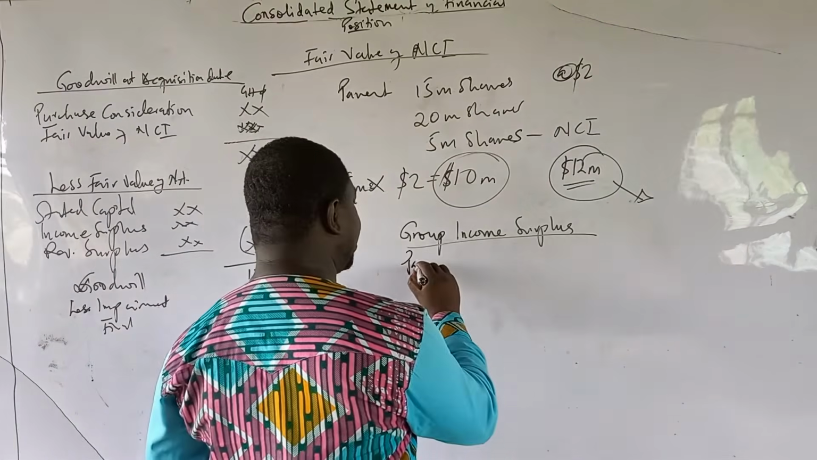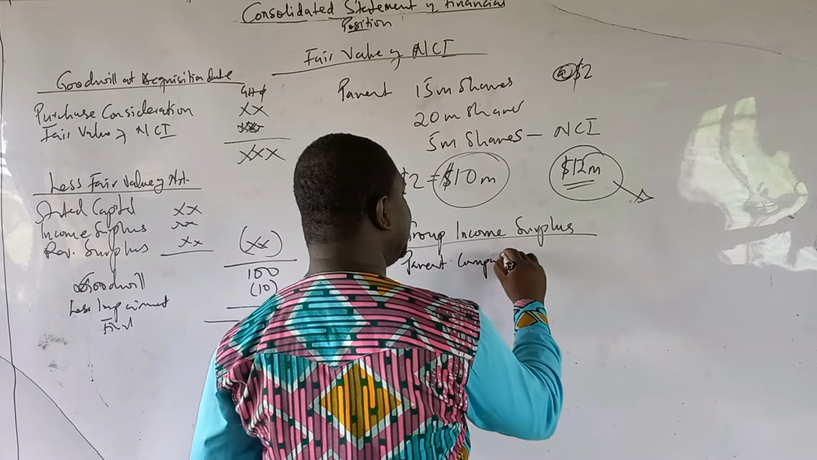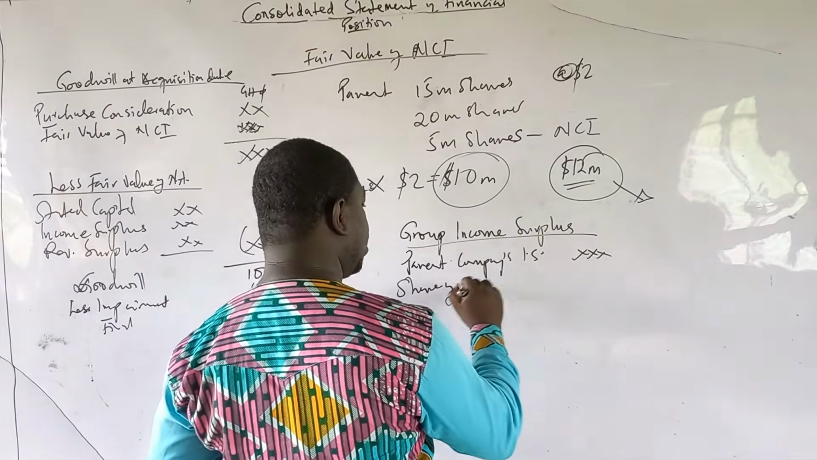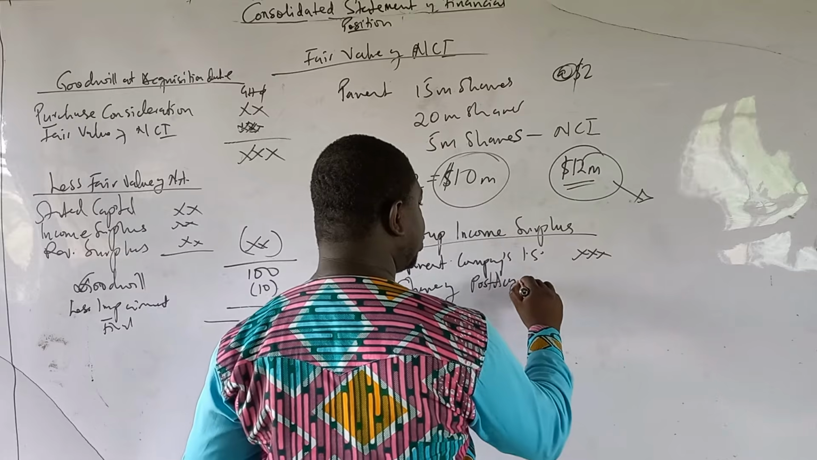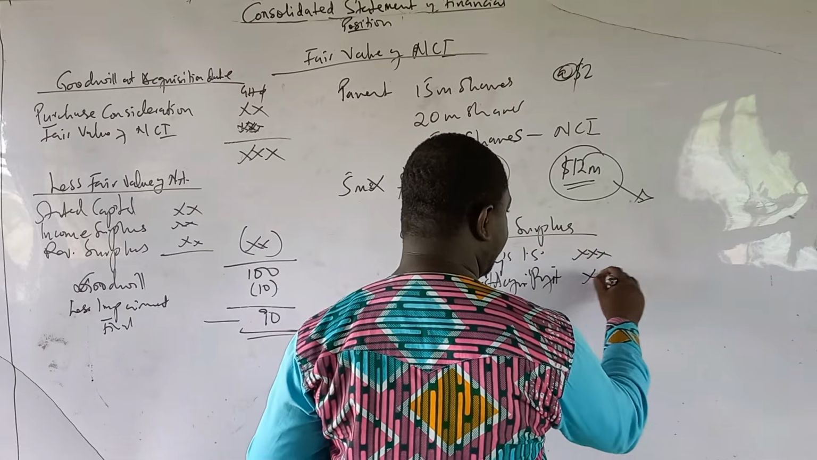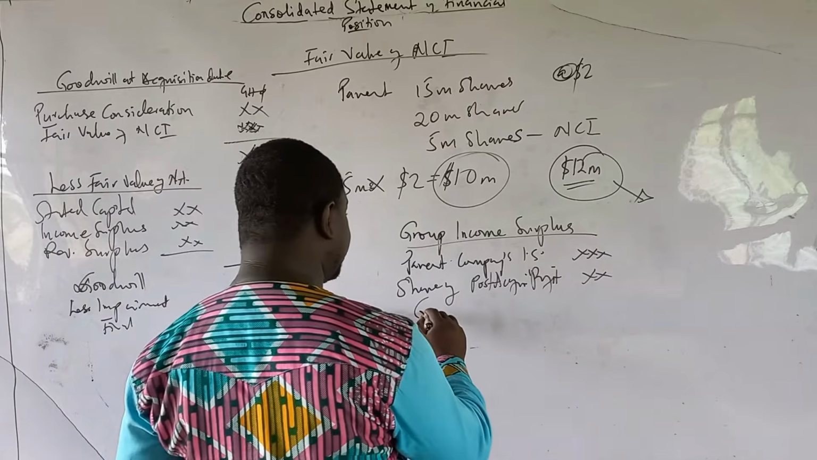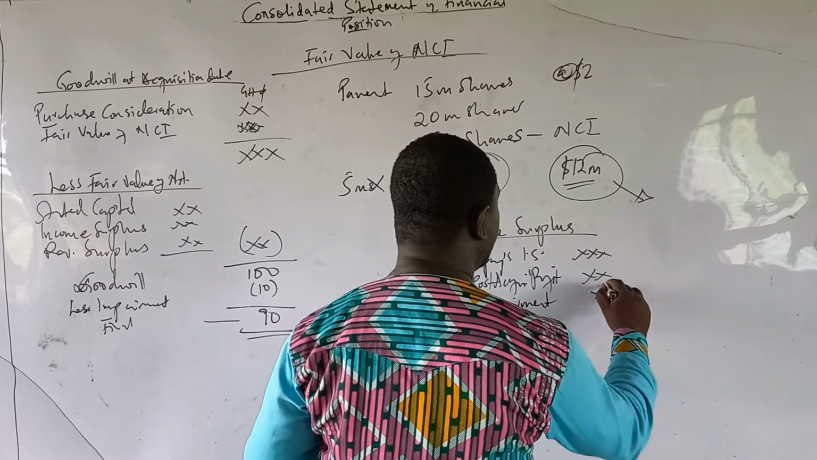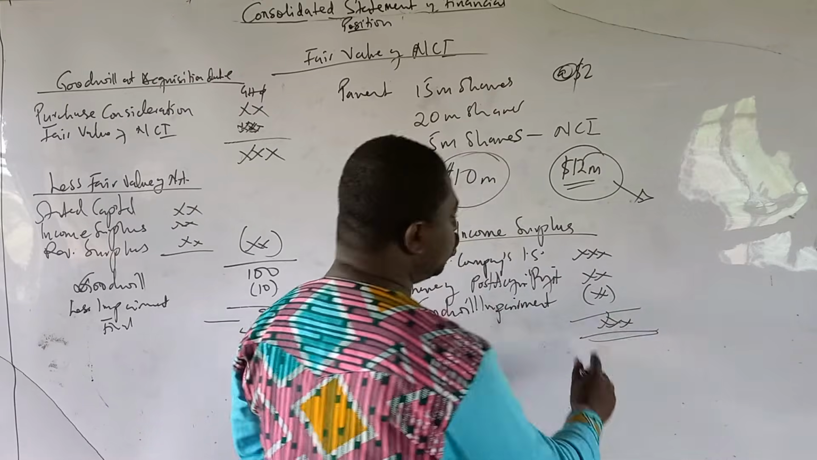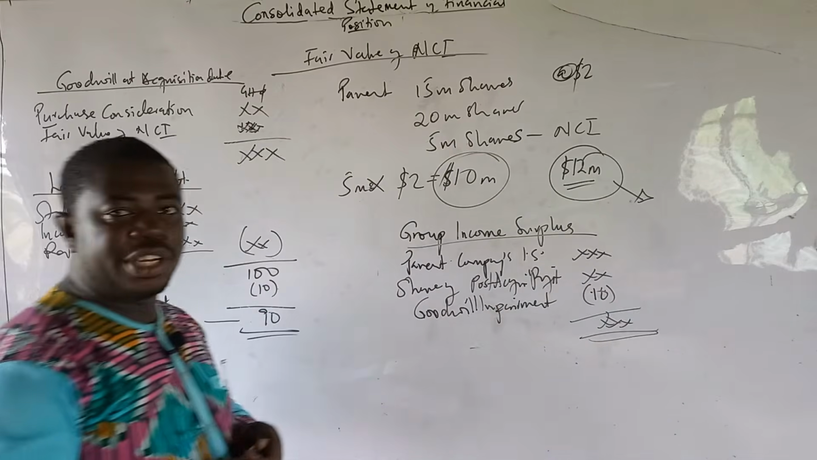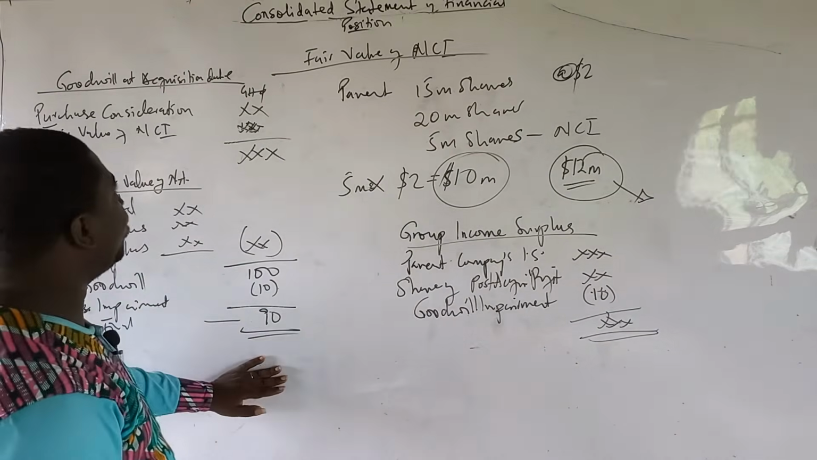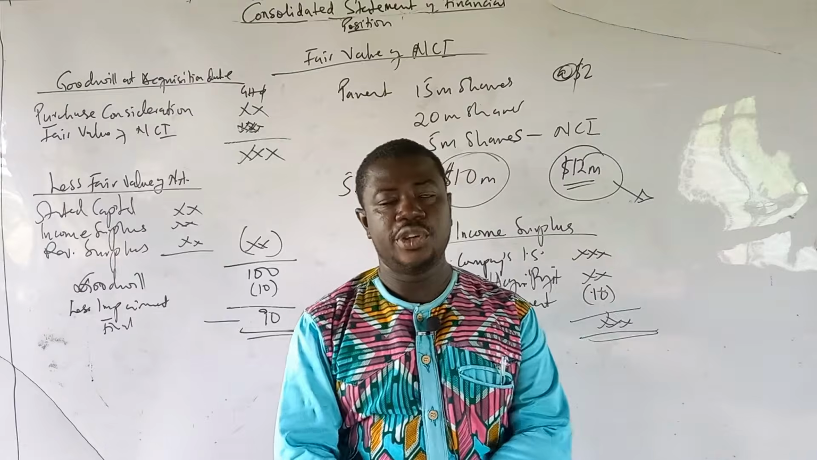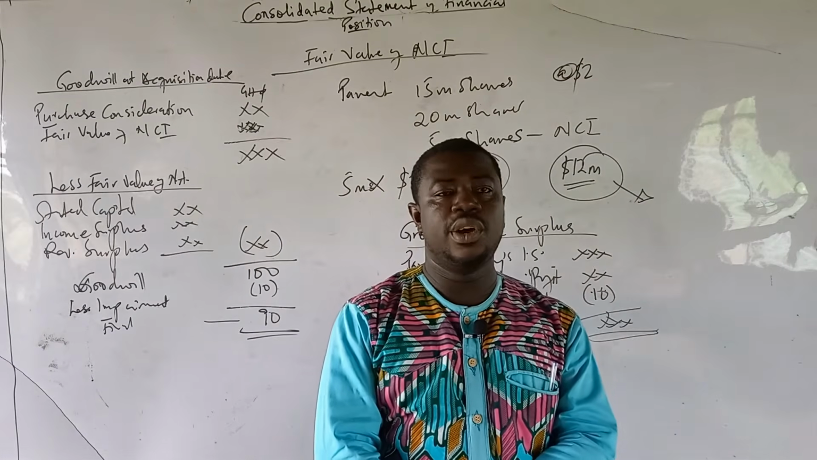So after you have your parent company's income surplus written, and then their share of the post-acquisition profits will also come. Then the last thing to do is to take out the goodwill impairment. And when you subtract, you have your final. So this same 10 will appear here. So that is the meaning. So anytime there is impairment of goodwill, it's reduced from the calculation of goodwill, and then it's also reduced from the group income surplus, so that your consolidated statement of financial position will agree.